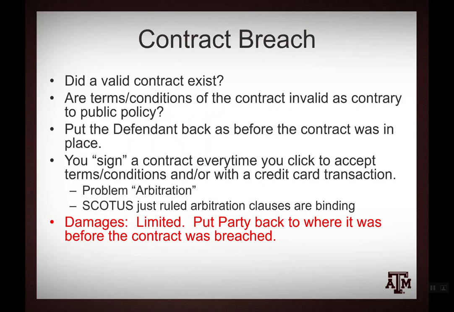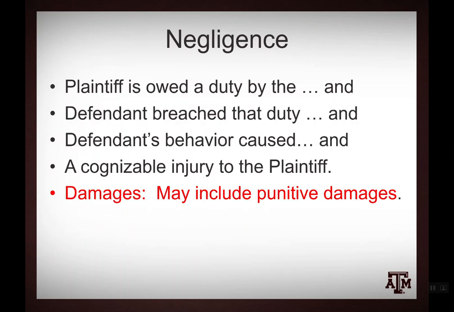So what I want you to know is contract breach is we have a contract, there's consideration. Is there a valid contract? Yes. Are we going to make it invalid as contrary to public policy? But the damages are limited. It's going to put the party back to where it was before the contract was breached. Now, another good one is a tort of negligence.